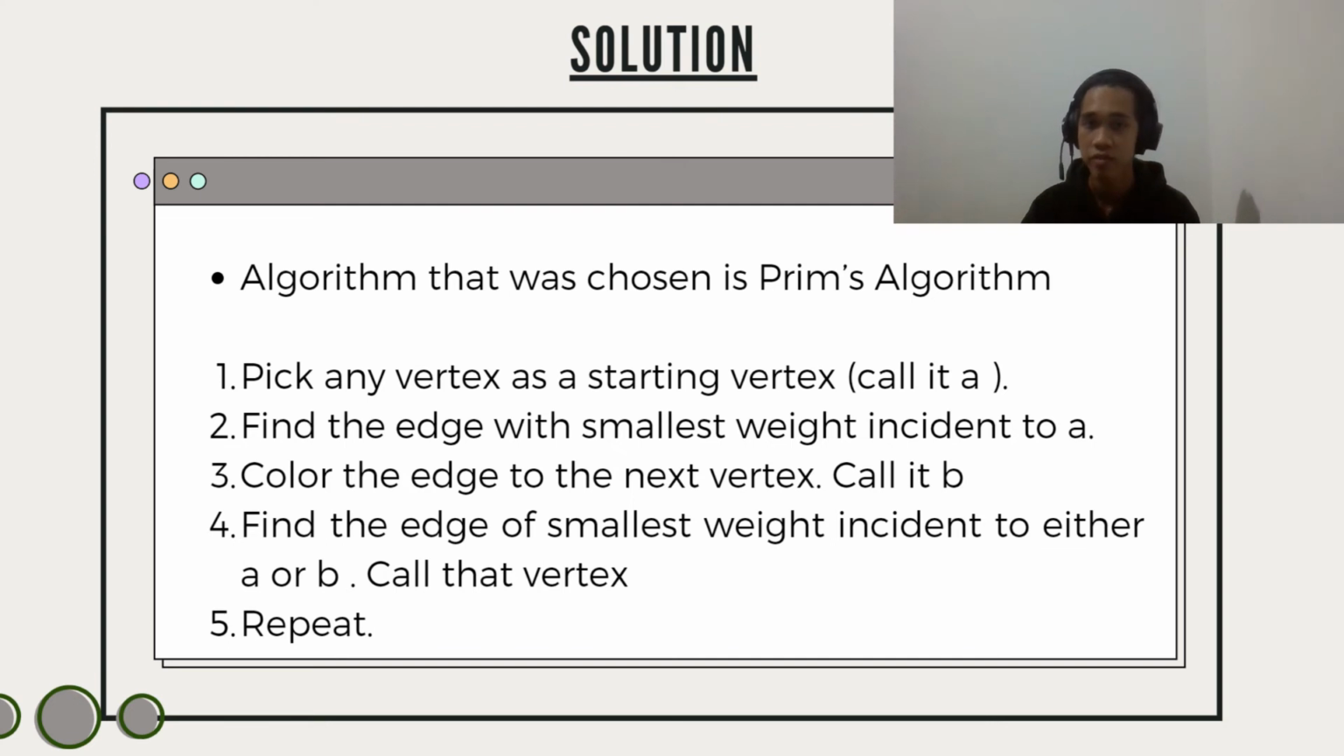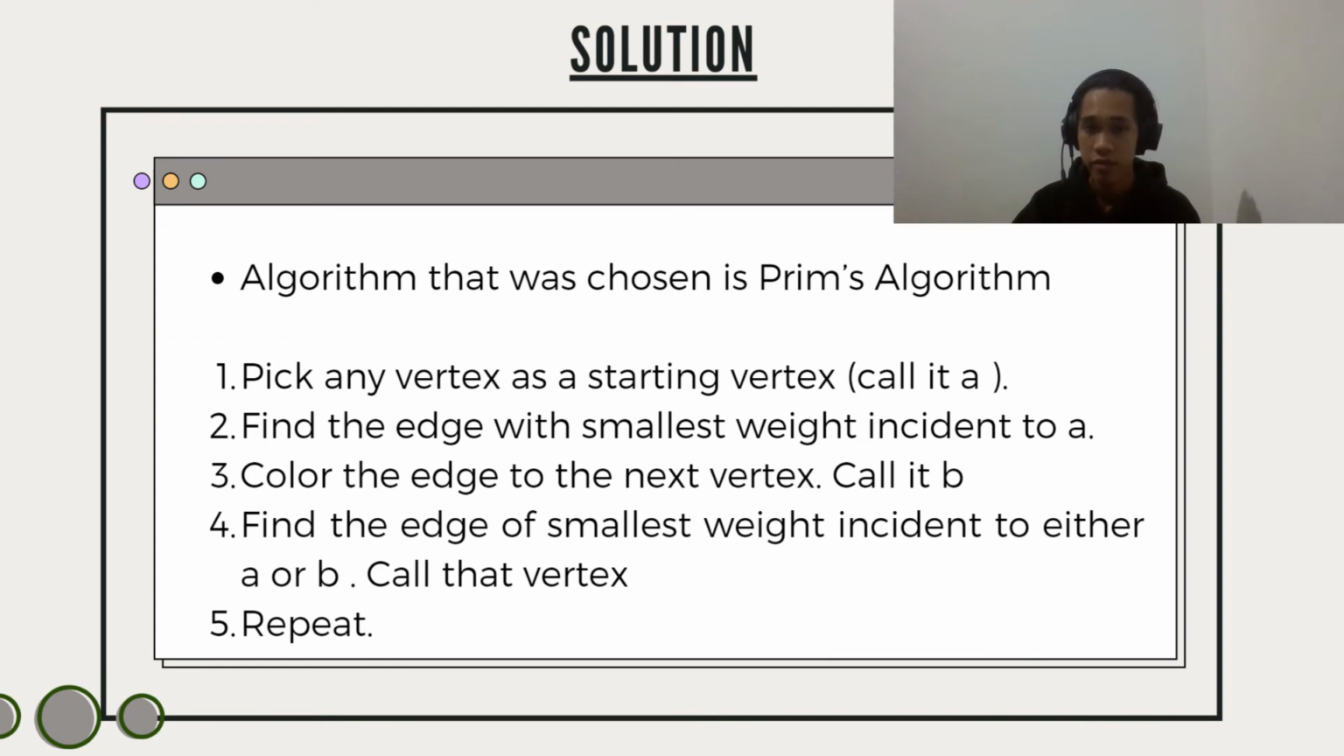First, pick a vertex as a starting vertex. Call it A, or any word or phrase that you would like to use. Second, find the edge with smallest weight incident to A. Color the edge to the next vertex. Call it B, or any other phrase rather than the first one.